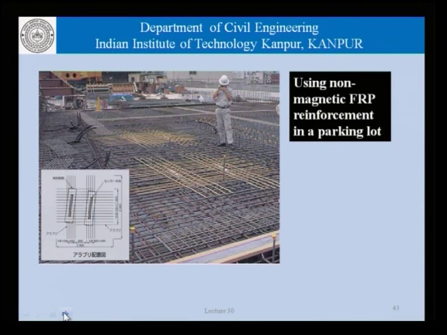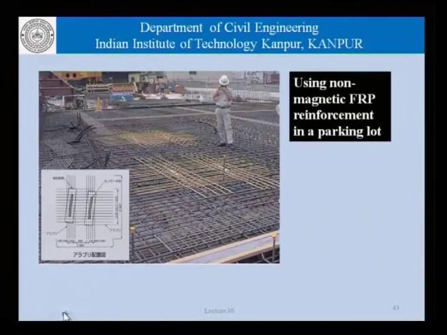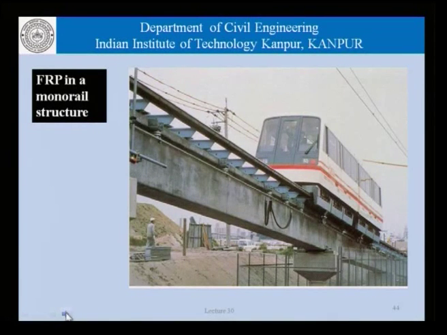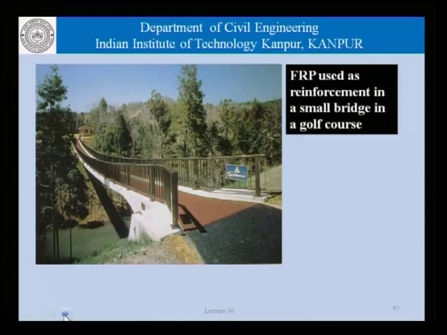This is another application of FRP, where its non-magnetic properties are being used in a parking lot, because there are some devices embedded in the slabs which help detect the presence of a car when it is parked. If there is normal steel reinforcement, that may not be possible, and therefore FRP may be used at least in certain places where those sensors are placed. This structure here shows FRP on a monorail structure. This picture shows fiber reinforced plastics being used as reinforcement in a small bridge in a golf course.